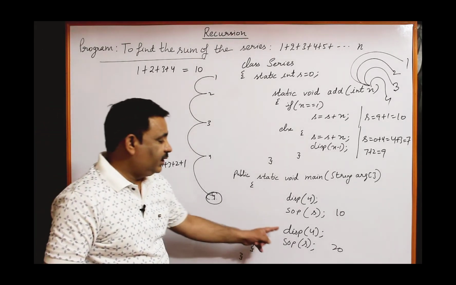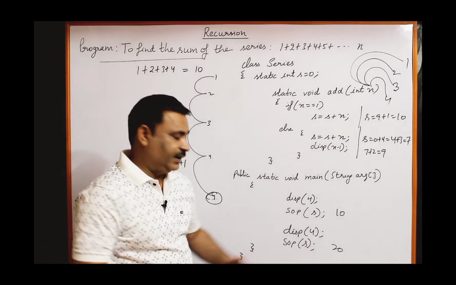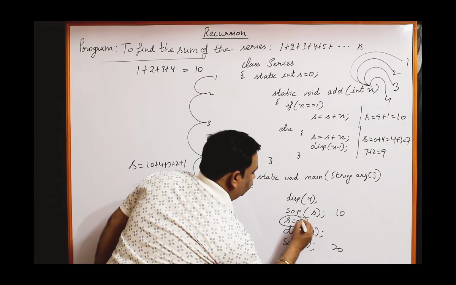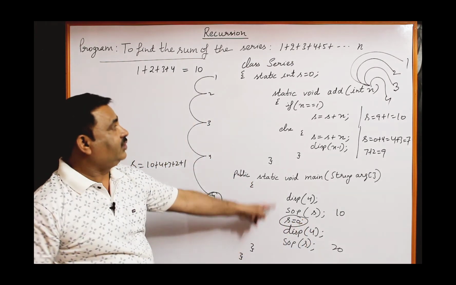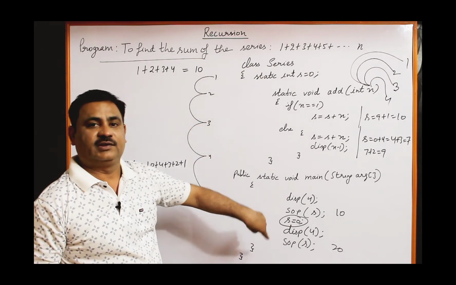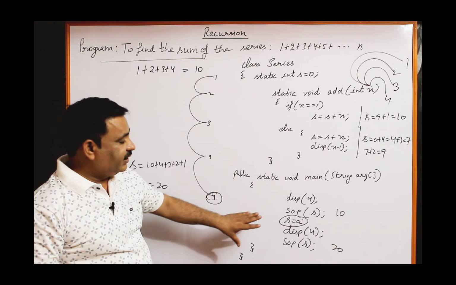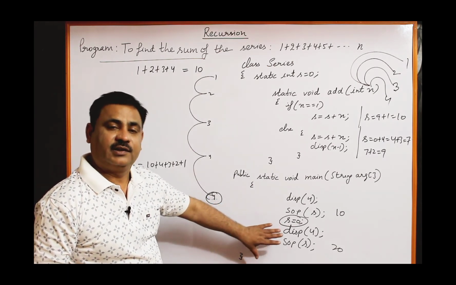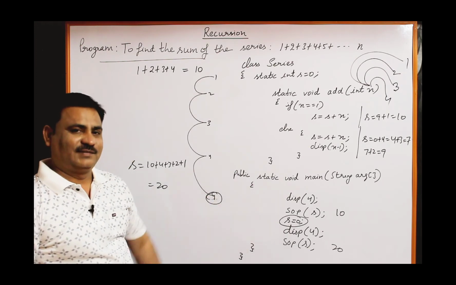So if you want to find the sum from the beginning, it is necessary to make s equal to 0 here. This is the important point, because it is a static variable common for all the functions. That's why it is required to set it to 0 before calling any function again. That's all.